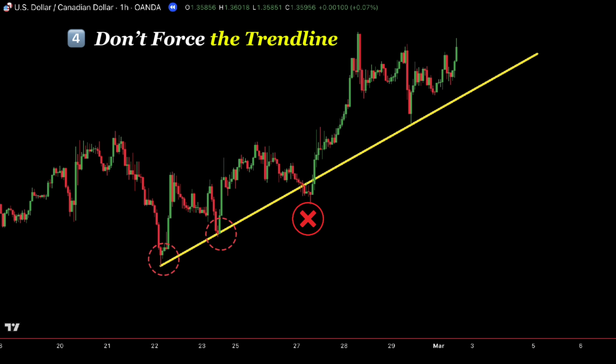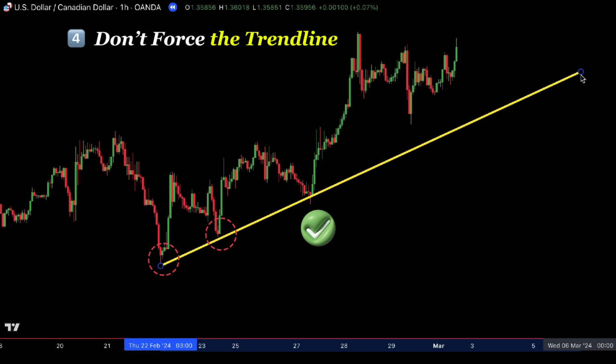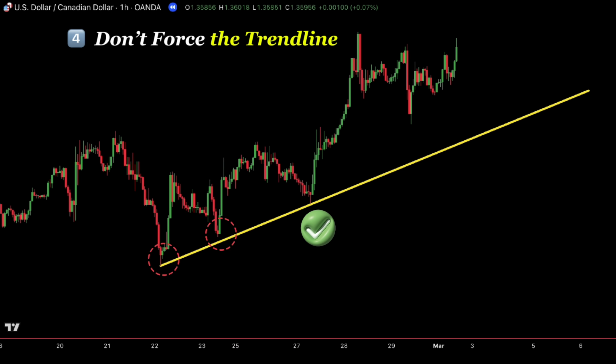Here's an example. The first trend line we drew was incorrect because we ignored an important touch point just to make the line look cleaner. That's what we call forcing a trend line, and it's a common mistake. The correct approach is simple. Identify the true swing highs or swing lows, draw the trend line based on those points, then wait and observe how price reacts. Never adjust your trend line just to make the chart look better. Let the market guide your analysis, not your expectations.